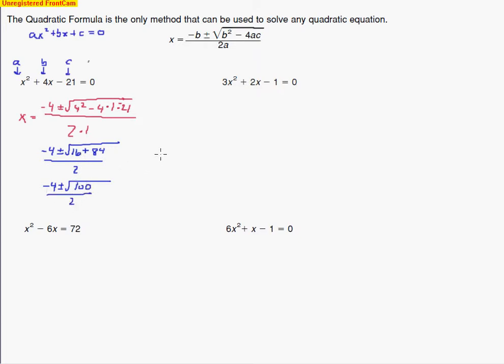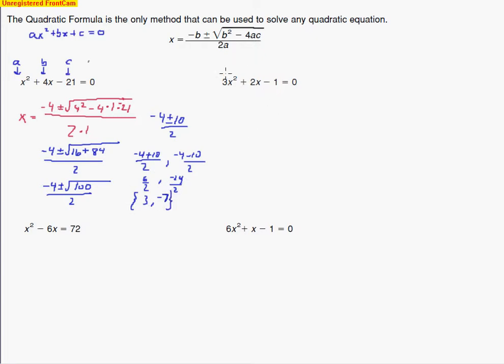So now we're ready to solve a little further. We can take the square root of 100, and that is 10. So now we have negative 4 plus or minus 10 over 2, and then we can set up our two problems. So we've got negative 4 plus 10 over 2, and we have negative 4 minus 10 over 2. So we do some work there. This makes 6 halves, which makes 3. And over here we have negative 14 halves, which ends up being negative 7. And so those are our two x-intercepts, two roots, two solutions is another way to state that.